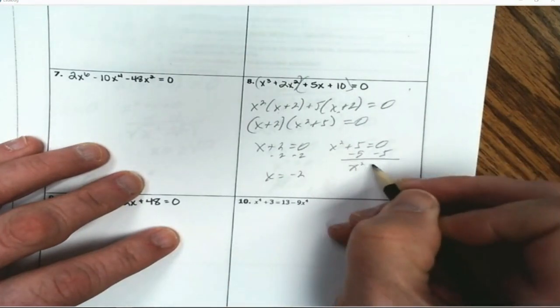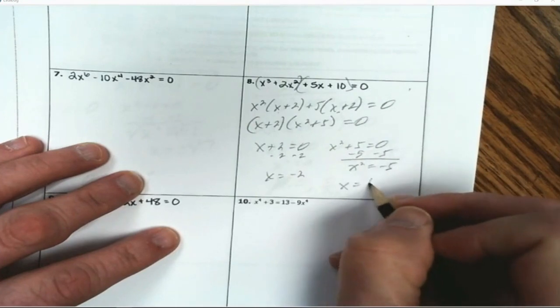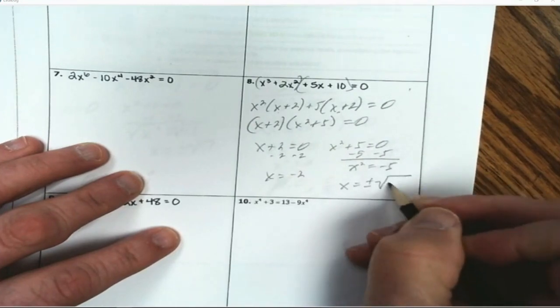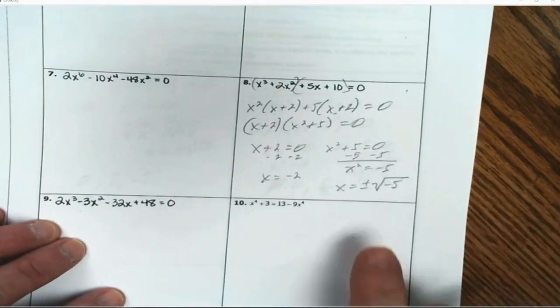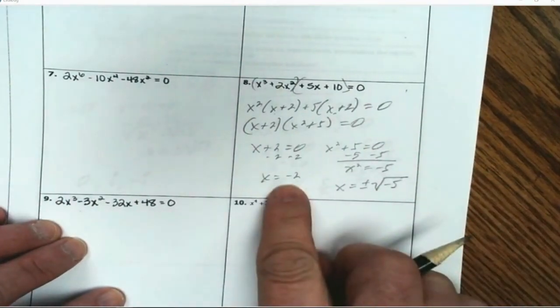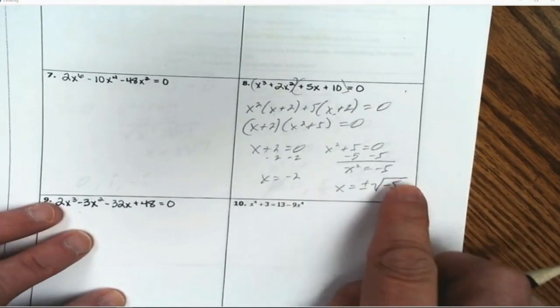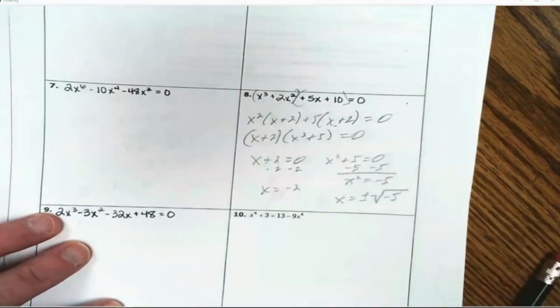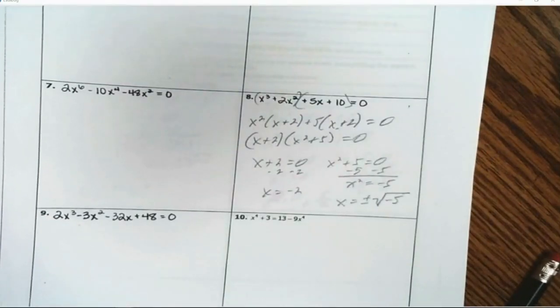x squared equals negative 5. So this is going to be x equals plus or minus the square root of negative 5. So that's going to be an imaginary answer. But that is the other 2 answers. We got negative 2, positive square root of negative 5, and negative square root of negative 5, which is 3 answers for the x to the third. So that is it. Let me show you what our assignment looks like.